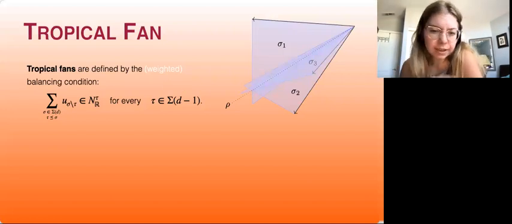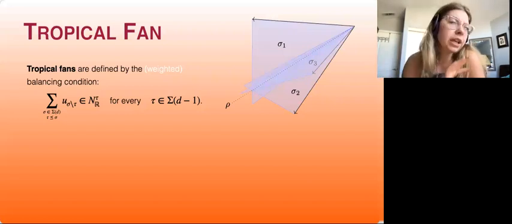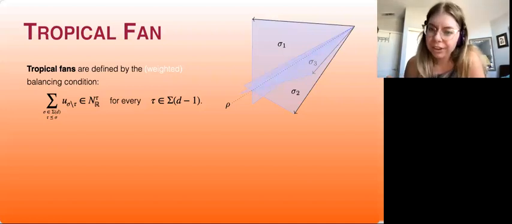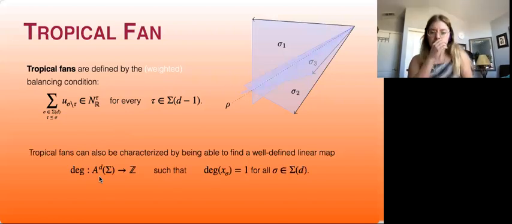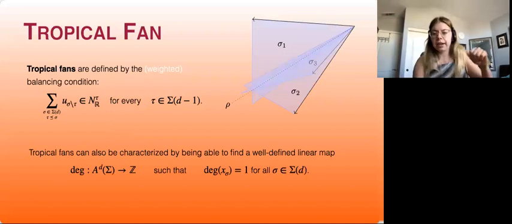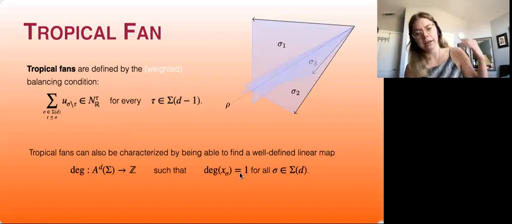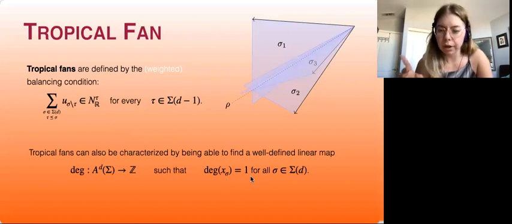I have weights here in parentheses. Tropical fans allow weights. We are only going to use weight 1 for this talk, so I don't want to focus on the weighted condition too much, but we can imagine a weight function defined on every top dimensional cone, multiplying this sum here. Tropical fans can also be characterized by us being able to find a well-defined linear map called degree that's going to take in the top dimensional cones and just assign the number 1 to them.